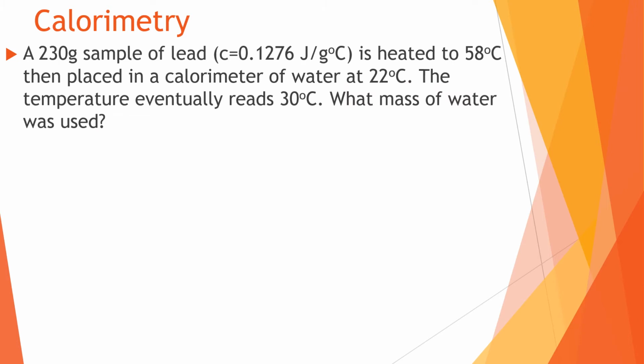So let's do a couple of practice problems so you kind of see what I'm talking about. So we have a 230 gram sample of lead, it gives us specific heat, and it's heated to 58 degrees. It's placed in a calorimeter of water at 22. So let me kind of draw this for you real quick, so you can kind of get an idea of what this would look like. So this is a 230 gram sample of lead, and I've heated it up to 58 degrees Celsius. And I'm going to put it inside a calorimeter that has some unknown mass of water. That's what I'm trying to determine.